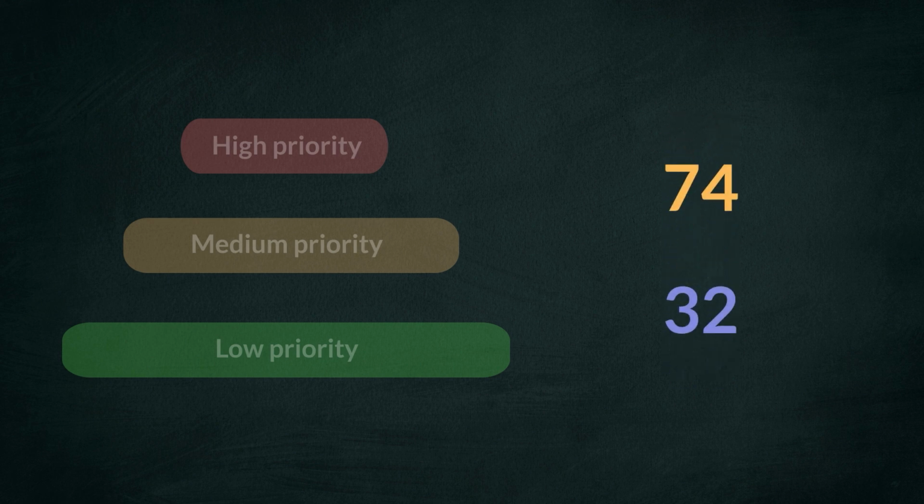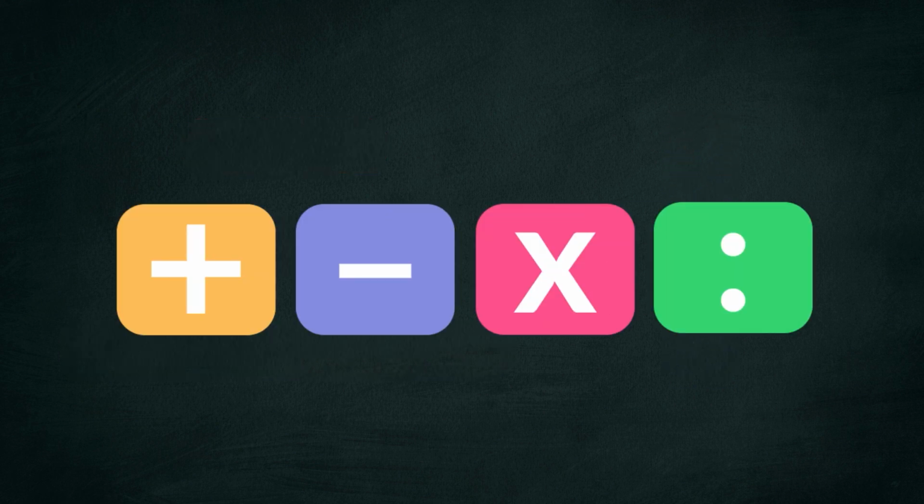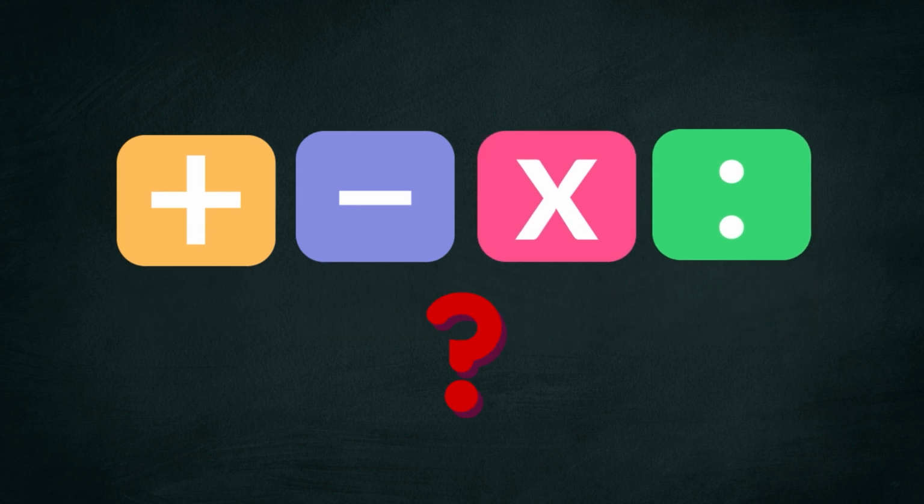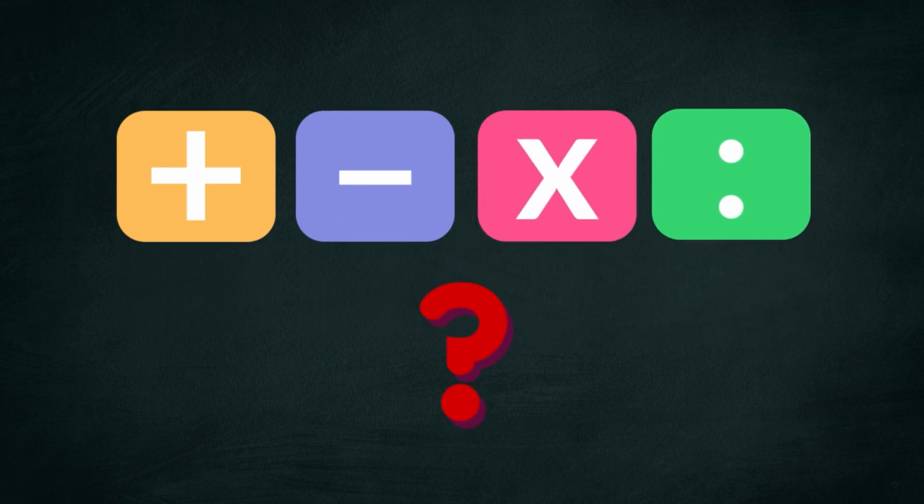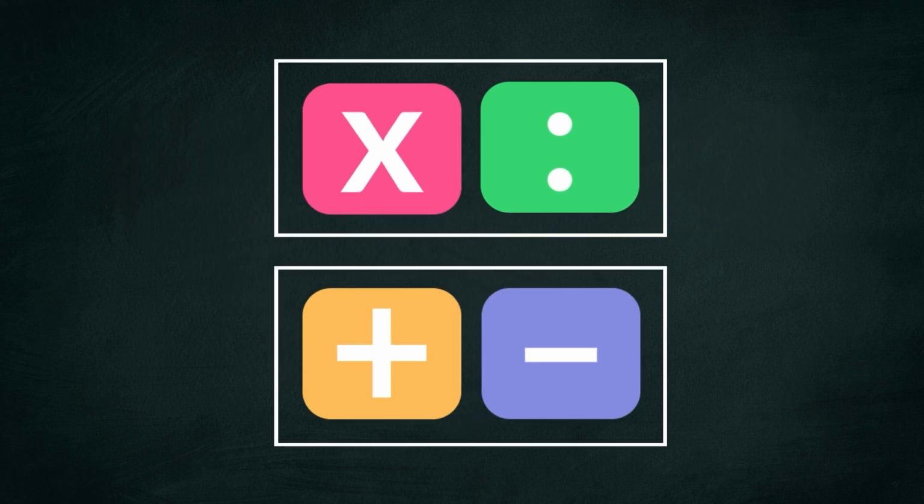Among our 4 familiar operations, addition, subtraction, multiplication, and division, do you want to guess which one has the highest priority and which one goes after? The answer is, in an expression, you need to solve multiplication and division before addition and subtraction.